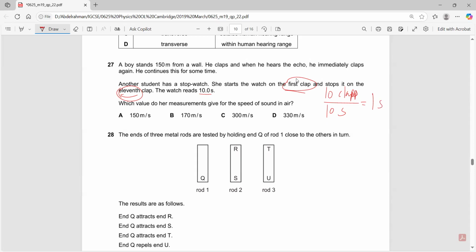Can I find the speed? Yes, the speed. This is an echo. So basically, speed equals 2 times distance over time, right? Because this is an echo. So you'd say 2 times distance over time: 2 times 150 over the time, which is 1 second. This speed would be 300 meters per second.